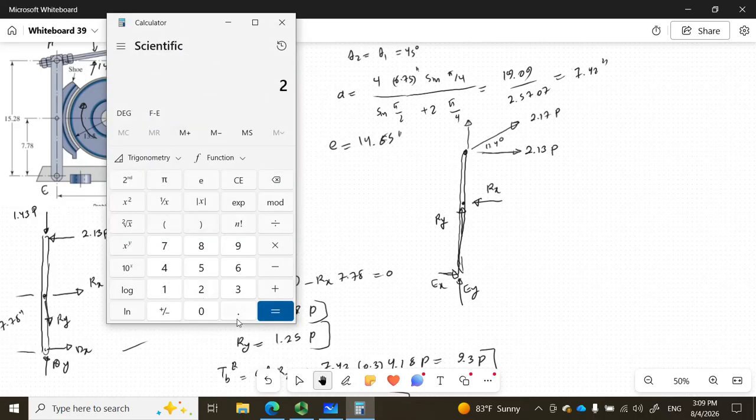Okay, this guy, let's find that guy. It's going to be 2.17 times 11.4, but this time sine. So sine of, I made a mistake. Let's see, 11.4 sine times 2.17. Okay, 0.43.